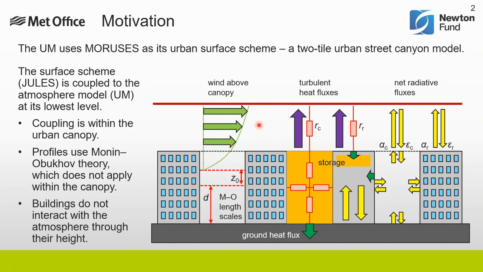So rather than coupling above the canopy, which is really what we want to do, you end up coupling within the canopy. The assumptions we use to calculate the interactions rely on this system of equations called Monin-Obukhov theory. They don't apply within the canyon, so we're not quite applying valid equations. And the further problem is, of course, buildings do have physical height. They typically, if you consider a 2 metre model level, a 10-metre building will extend through several model levels. We want to try and represent that interaction a bit more realistically.